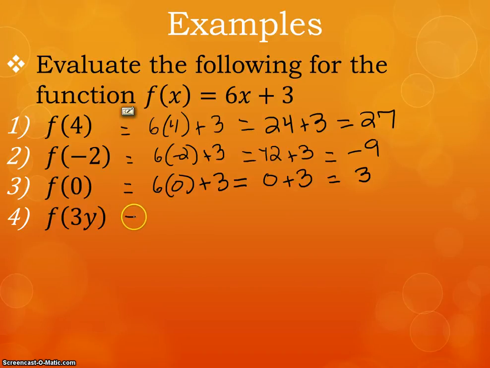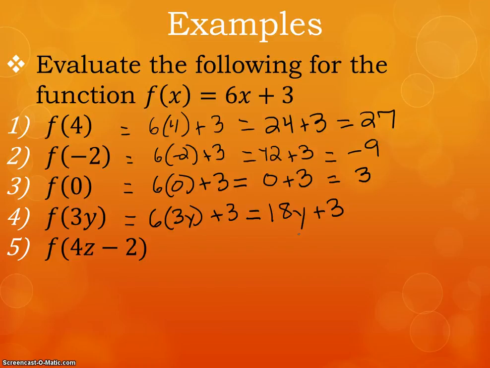F of 3y. So now I don't have a number, I have an actual monomial variable expression. The concept doesn't change though. All these previous problems, I replace all my x's with the number inside: 4, -2, 0. So I'm going to replace it with 3y. So we have 6 times 3y plus 3. Well, I can multiply a variable with a number. That's allowed. I just can't add them together. So 6 times 3 is 18. So this is 18y plus 3. Now again, these can't combine, so that's as far as it goes for evaluating this function.